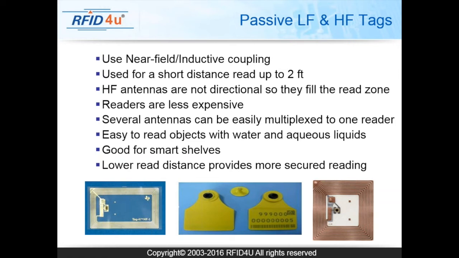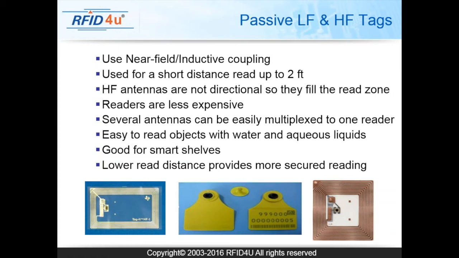Several antennas can be easily multiplexed to one reader, and the key to that statement is that when we talk about UHF readers, we're going to talk about having multiple readers connected directly to the UHF antenna. Within HF, we can actually only have one antenna connection. However, we can put a multiplexer in front of that, and to that multiplexer, we can then attach a number of HF antennas. So that's why that's an important statement.